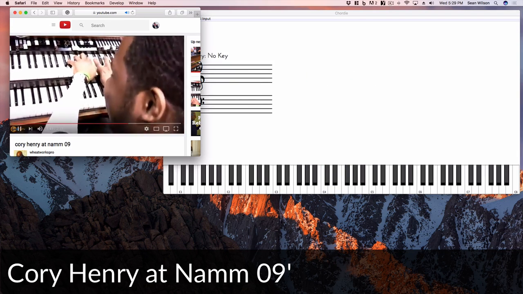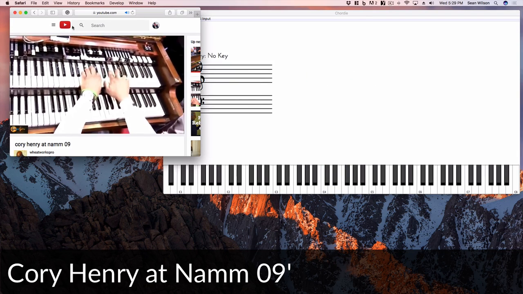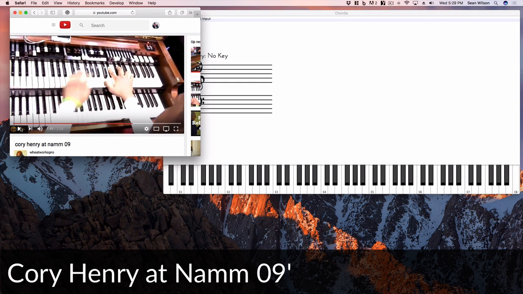So do you see how fast that happened? But again, this is my interpretation of what chords he played, and that's how I would do it. You know. Okay.